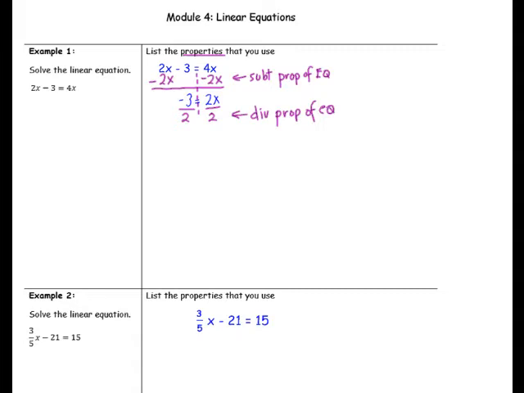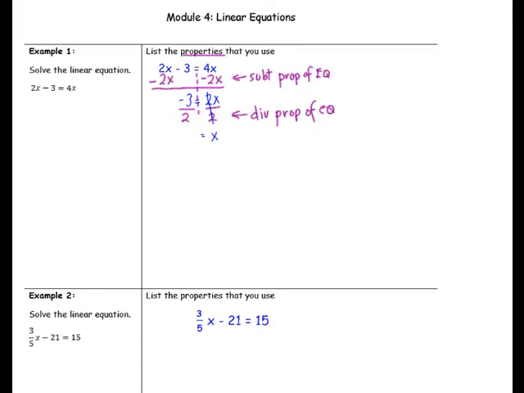A number divided by itself equals 1. Remember, when you've got a coefficient, your goal is to get that coefficient to be 1. And that's why you divide by the coefficient, because a number divided by itself equals 1, and 1 times the variable is the variable. That gives us x on the left.